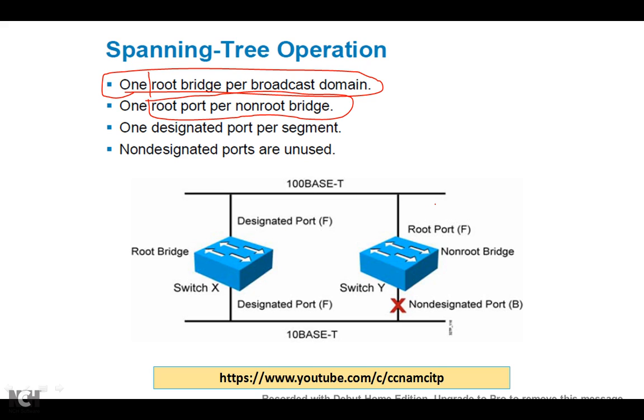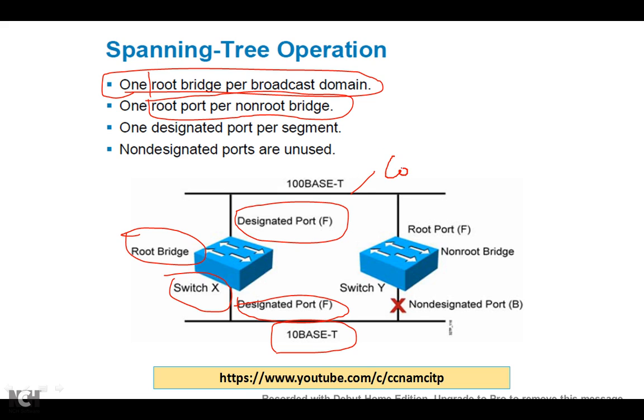As you can see here, this is switch X. I have taken it as the root bridge, and this is my designated port, and this is also a designated port. I have two ports here, and you can see here 10BASE-T and 100BASE-T, and this is called cost. I will tell you in a separate video what it means. They have certain numbers for 100BASE-T and 10BASE-T.